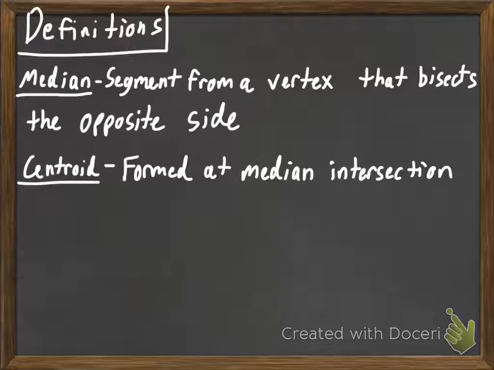So, some definitions. A median is the segment from a vertex that bisects the opposite side. Now, we're talking about triangles here. The centroid is formed at the median intersection. So, we're going to have a triangle which has three sides, which means that there's three medians, which means where all three of those meet, you have your centroid, which is not a transformer.